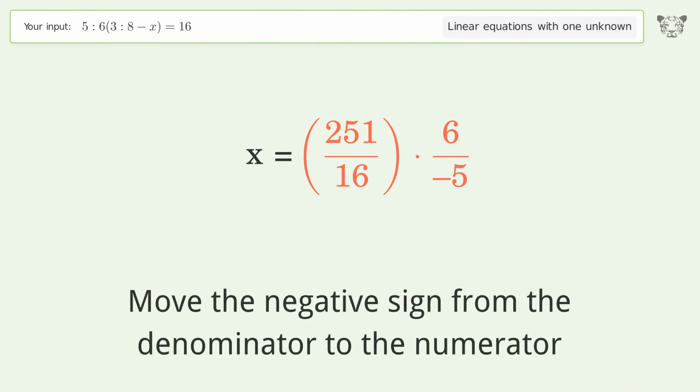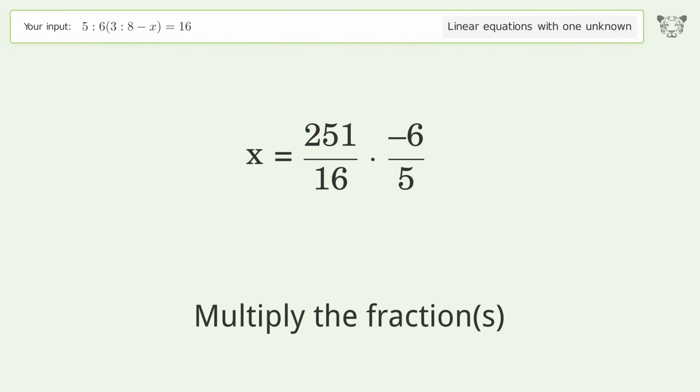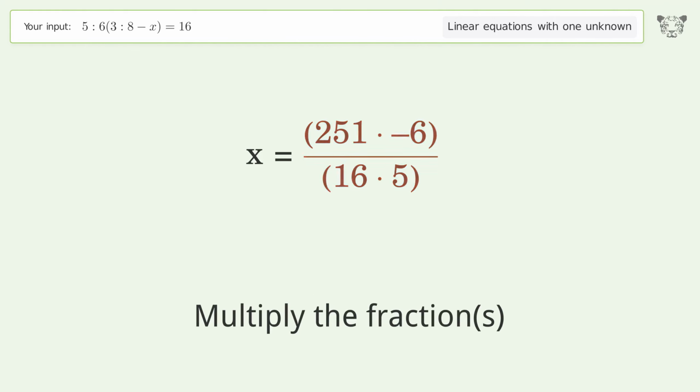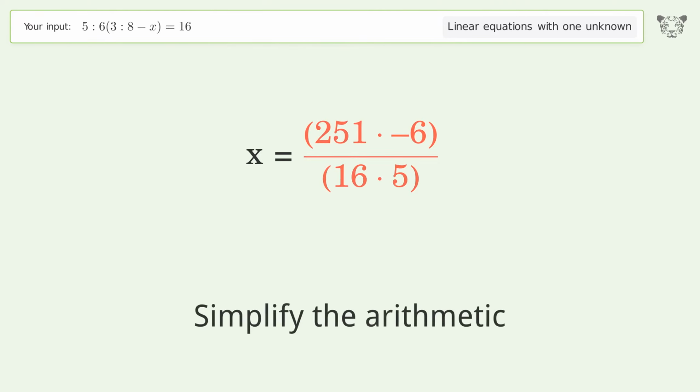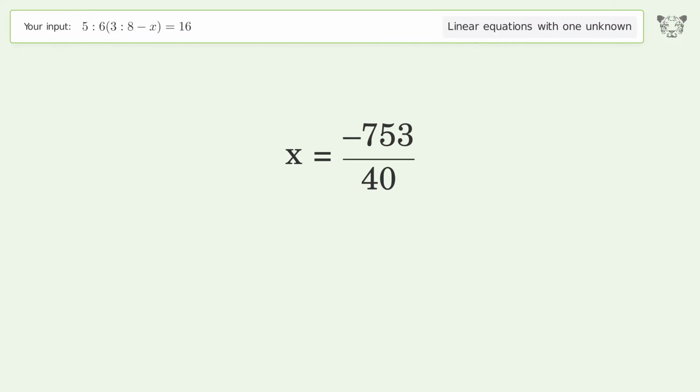Move the negative sign from the denominator to the numerator. Multiply the fractions. Simplify the arithmetic. And so the final result is x equals negative 753/40.